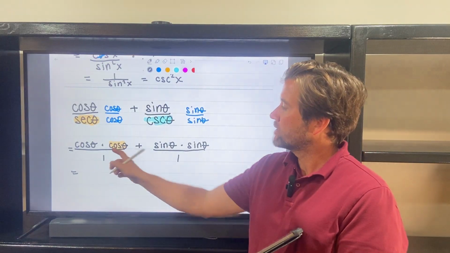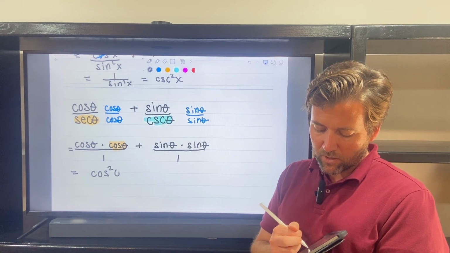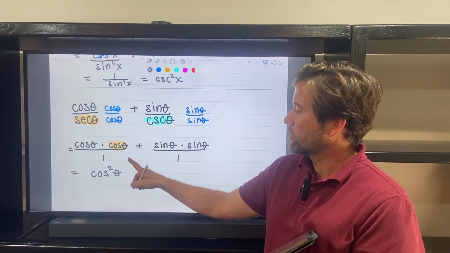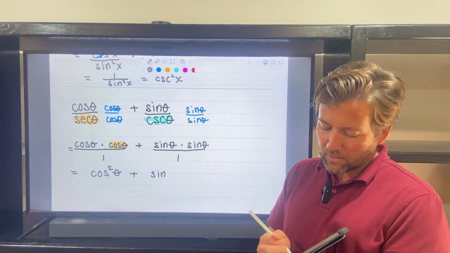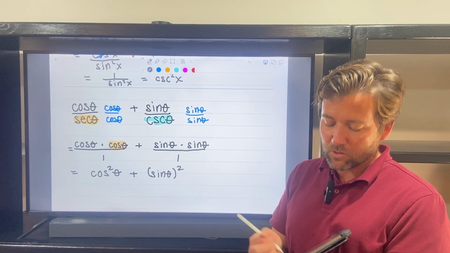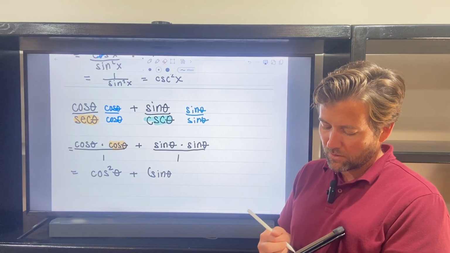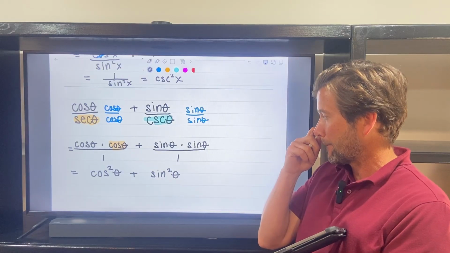So here, cosine theta times cosine theta, this is the notation: cosine of theta squared. You write it like this. Otherwise, it'd be parentheses cosine theta and parentheses squared. Plus, I could write it like this. This is sine of theta all in parentheses squared. That's what this means. It looks different, but it's just different notation and it means the same thing.